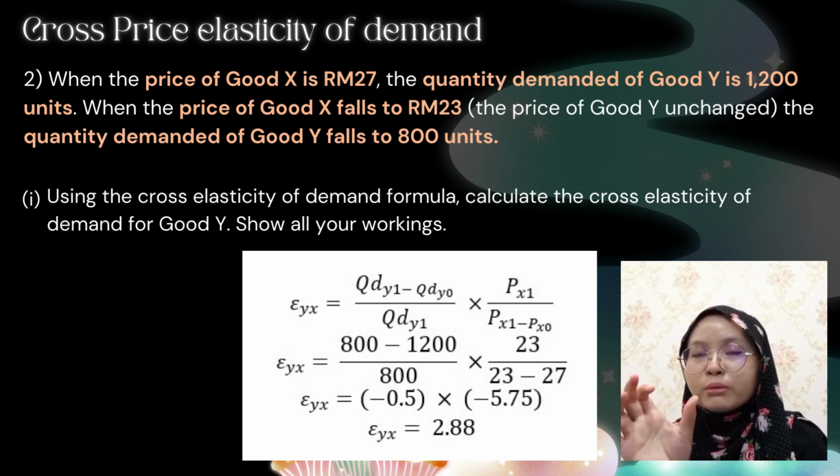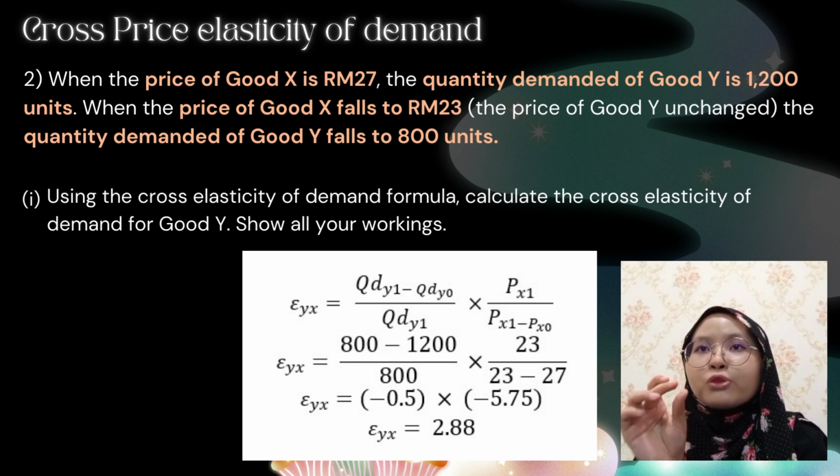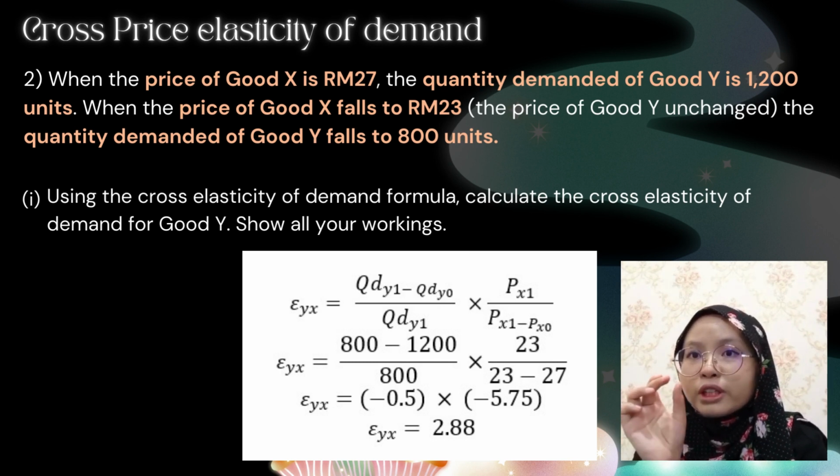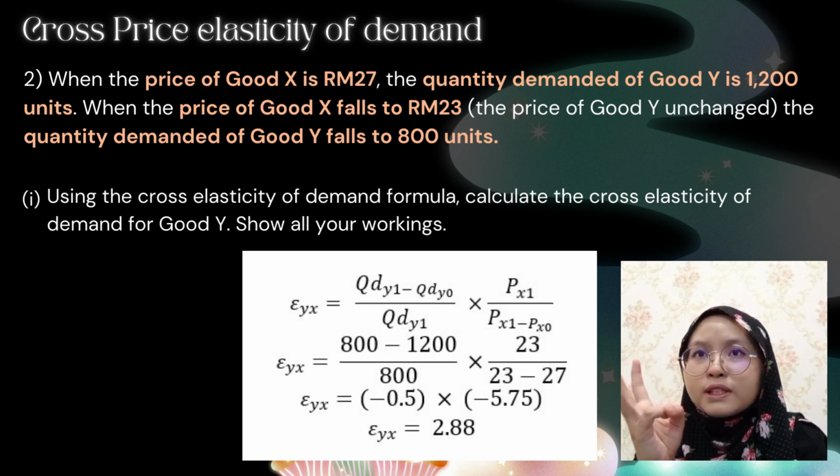For example, the information given: the price of good X is RM27. The second information is the quantity demanded of good Y is 1,200 units. The third information is the price of good X falls to RM23. The last information is the quantity demanded of good Y falls to 800 units.